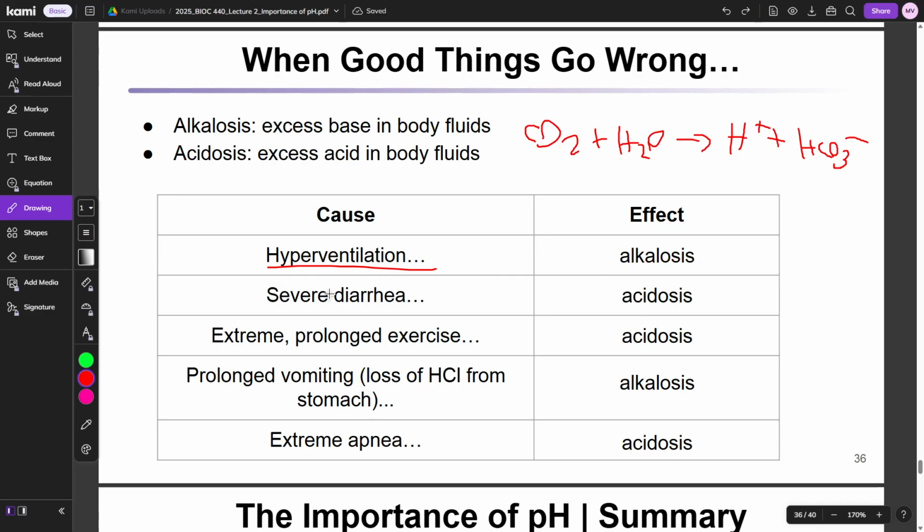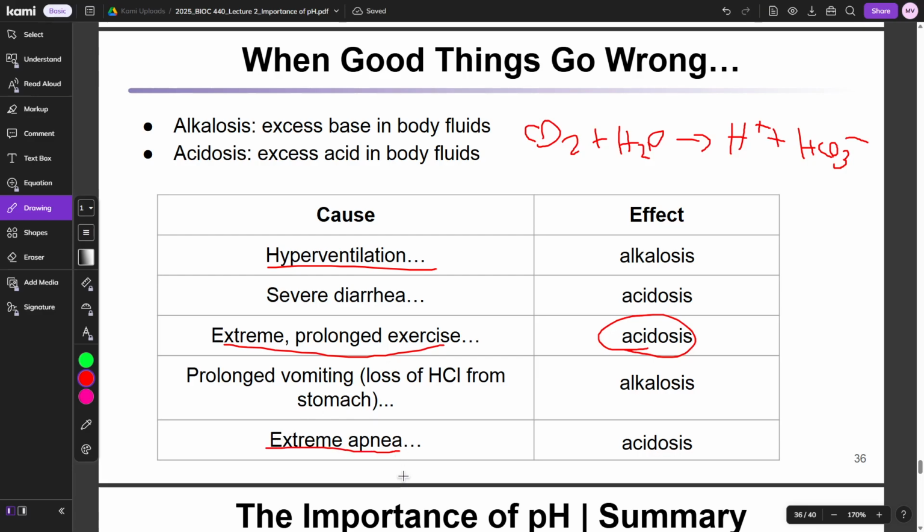Cool. Okay, what about extreme prolonged exercise? What does that do? Why does that lead to this? Okay, that's one way of thinking about it. That's also true. You produce lactic acid, and that goes out in the bloodstream, and that dissociates. What's another reason? Based off of this, what do cells produce? CO2. If I increase CO2, this goes this way, more acid.